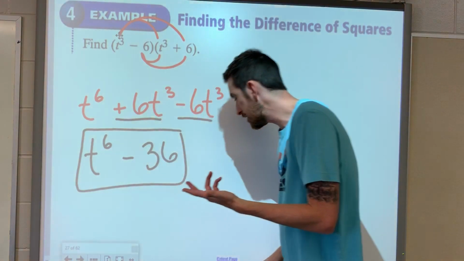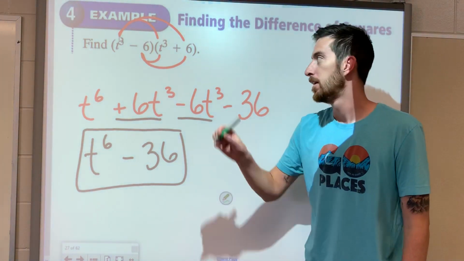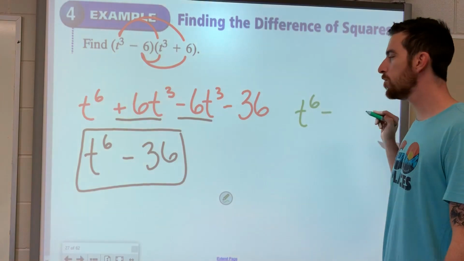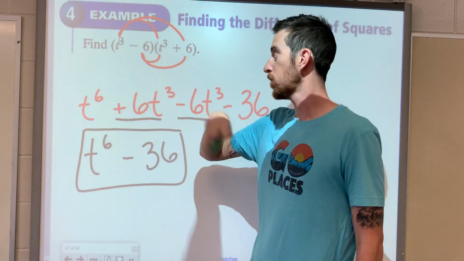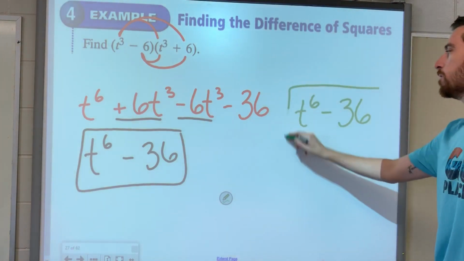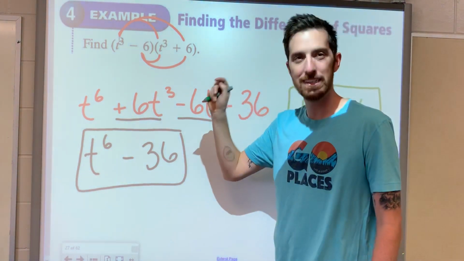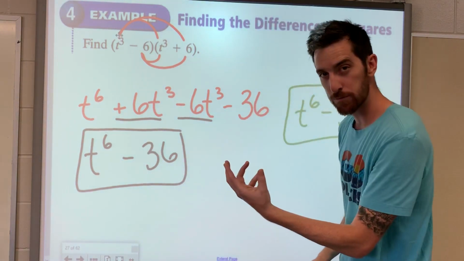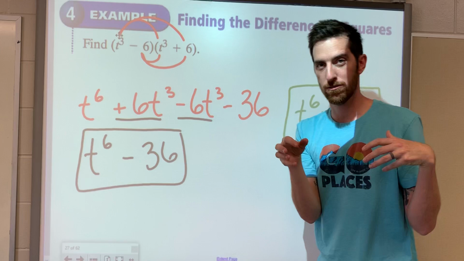The shortcut is you square the first term. T to the third times t to the third is t to the sixth. You always put a minus, and then you square the last term. 6 times 6 is 36. Now the reason you always put a minus was because the last thing would always be a positive number times a negative. So it's always the first term squared minus the last term squared.